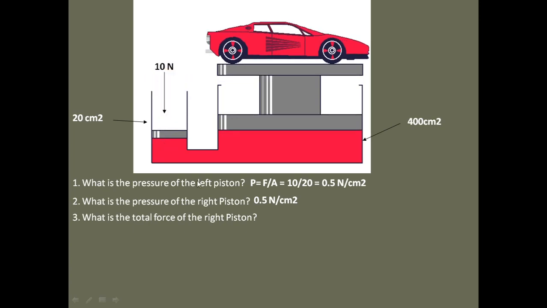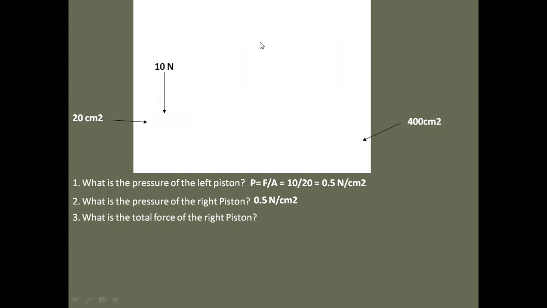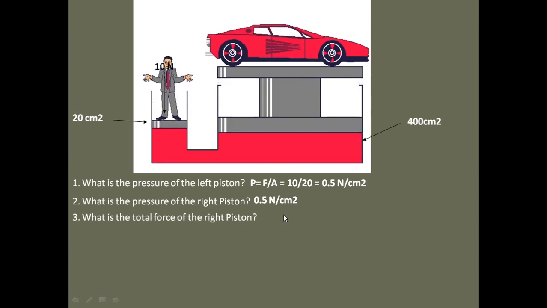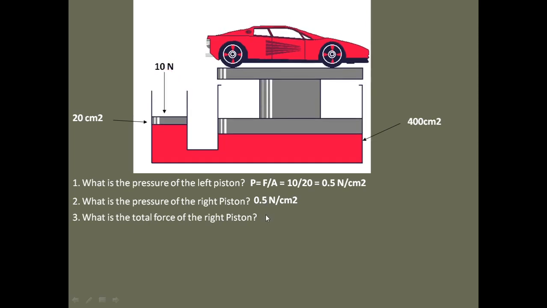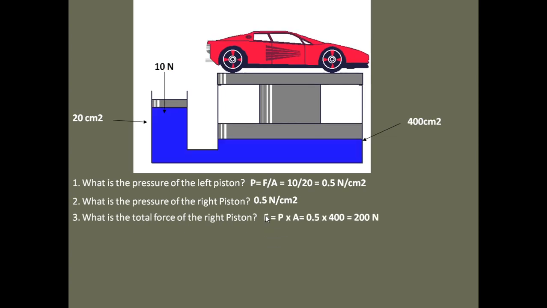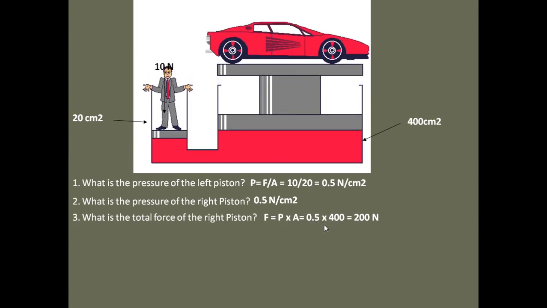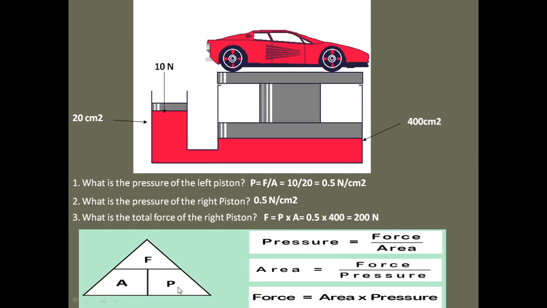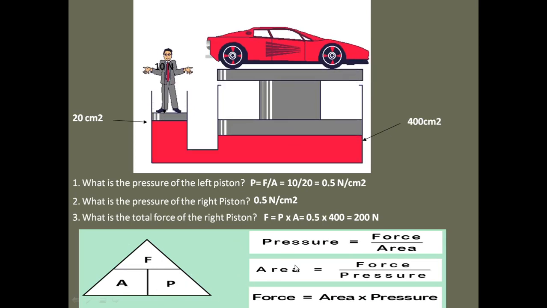Now question 3, what is the total force of the right piston? What force will now be exerted on this side of this piston? Now remember, from our triangle formula, if you want to find the force, you have to multiply pressure times area, right? So we can get the force by saying pressure times area, and then 0.5 times 400, which gives us 200 Newton. Now remember our triangle formula. You want to find force, you say pressure times area. You want to find pressure, you say force over area. Don't forget this, it's very useful.